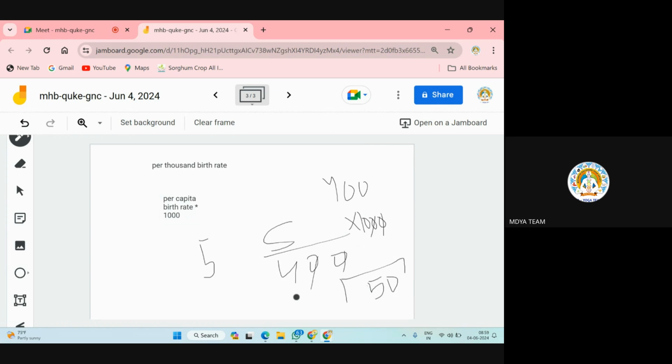So it will be around 12.5. So the per capita, per thousand birth rate is 12.5. Understood? Any confusion in this?